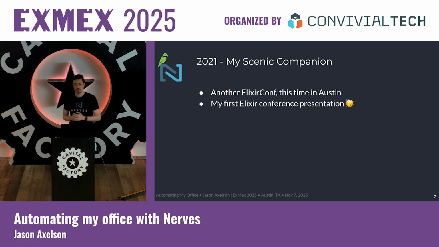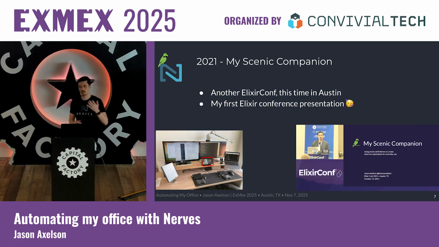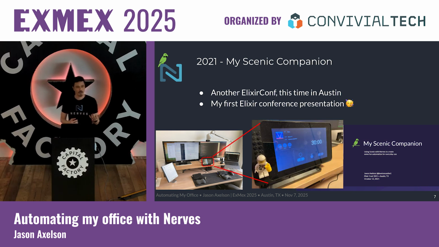Fast forwarding to 2021, I attended another Elixir Conf, this time in Austin, and this is when I gave my very first Elixir conference presentation, which was titled My Scenic Companion. And in it, I talk about how I have that same Raspberry Pi on my desk with the touchscreen in a nice prominent position, and I can run my own software on it, written in Scenic, and interact with it.